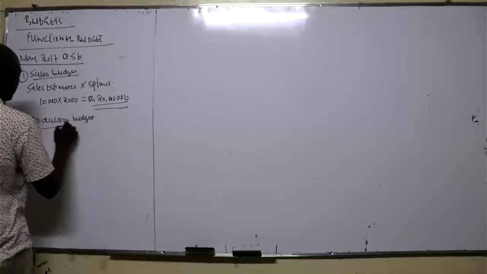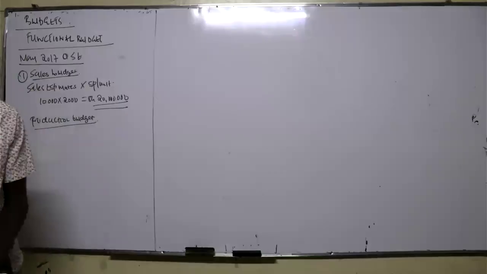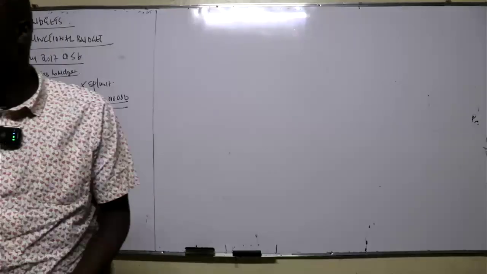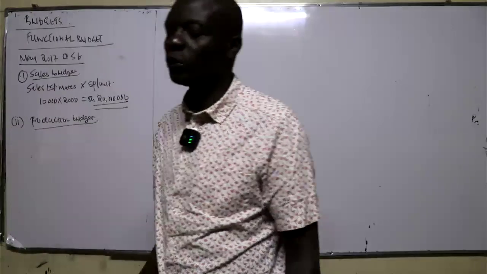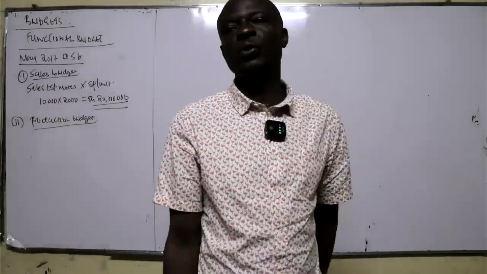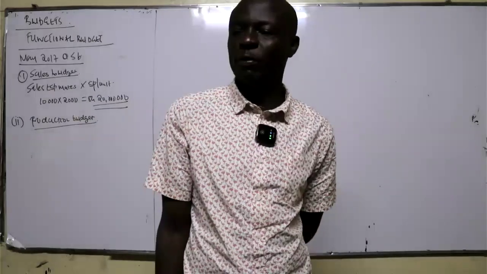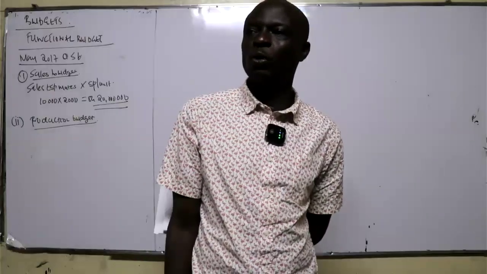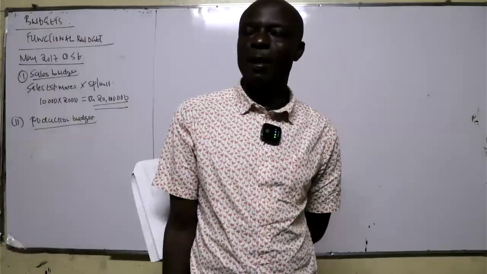So production budget. How do you get the production budget? Anyone who can tell us? How do you determine the production? Production, this one is in units. The units that you intend to produce. What is the formula? It has a formula, isn't it? You must have been told.